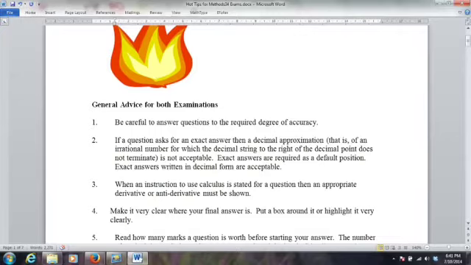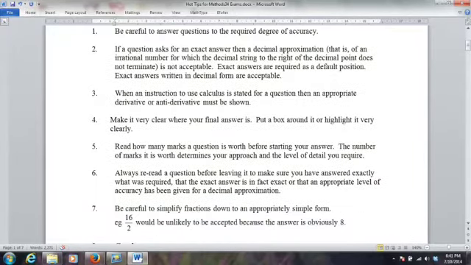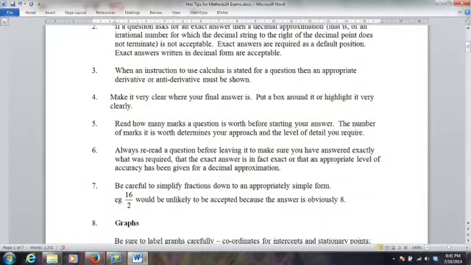Number 3. When an instruction to use calculus is stated for a question, then an appropriate derivative or antiderivative must be shown. Yes? Alright, number 4, make it very clear where your final answer is. That is very important. Put a box around it or highlight it very clearly. The examiners are complaining that they don't know where students' final answers are. It makes it very difficult for them, particularly if you've got the road to nowhere all over the page and they can't figure out what you're doing, no offence.